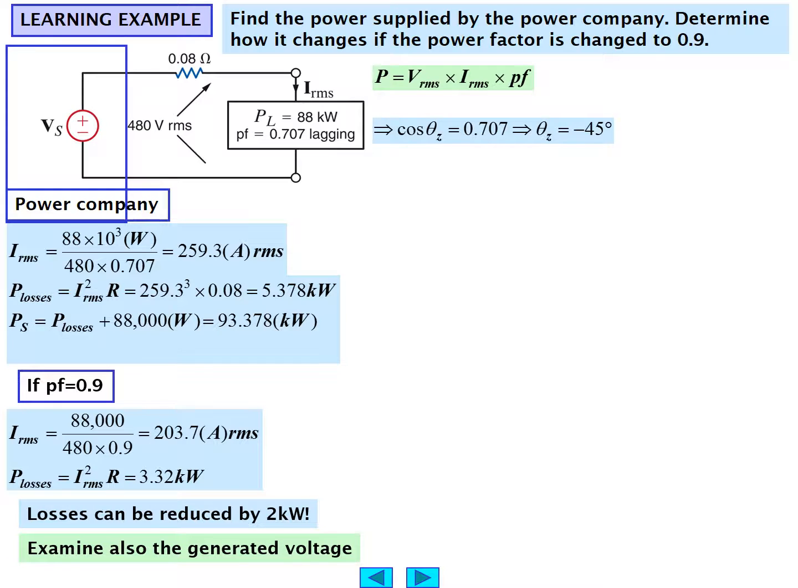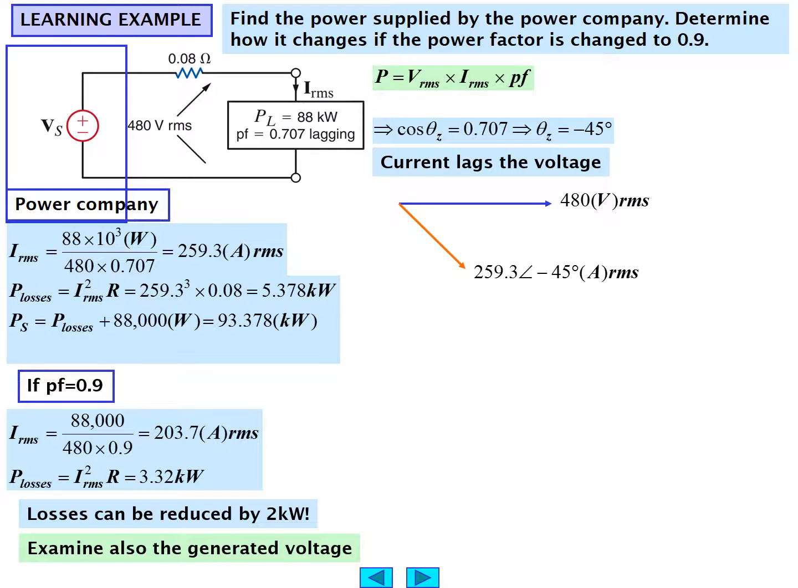Let's also examine the generated voltage. Current lags the voltage by definition. Therefore, we can draw a phasor diagram at 480 volts RMS with 259.3 angle minus 45 degrees as the current. V sub S RMS then is 0.8 times IRMS plus V sub L. That's just Kirchhoff's voltage law, working it back to the source, V sub S.